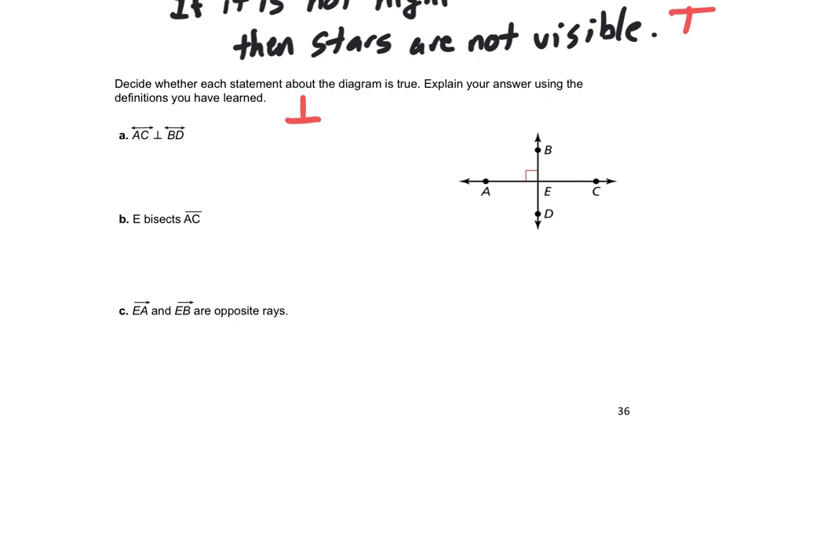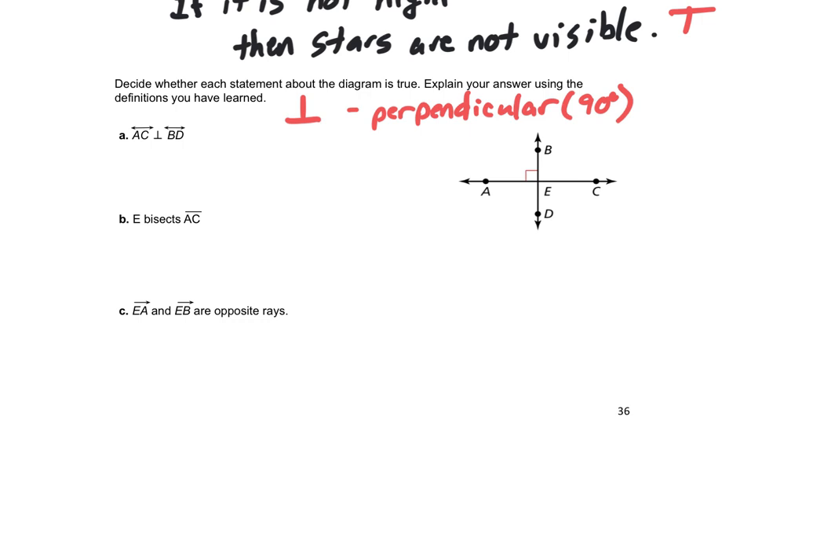We haven't seen it yet this year, but it's going to be something we're going to see a lot. Okay? So this means perpendicular. Okay? And perpendicular means 90-degree angles. Two lines that form a 90-degree angle.